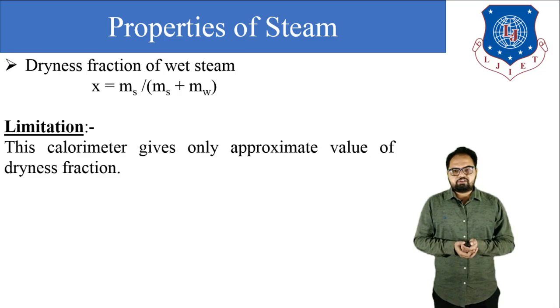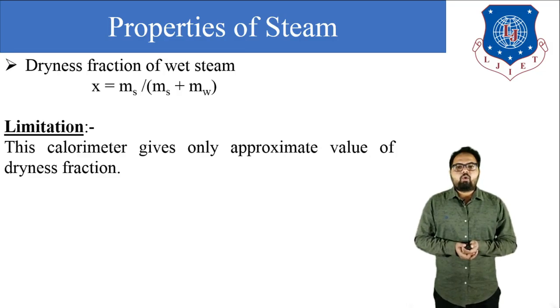So what are the limitations? The limitation of the separating calorimeter is that it gives only an approximate value of the dryness fraction. We are not able to get an accurate result by using this calorimeter.